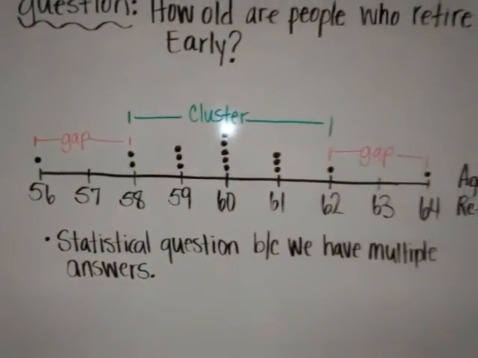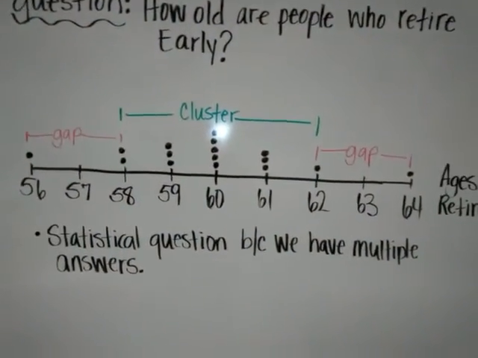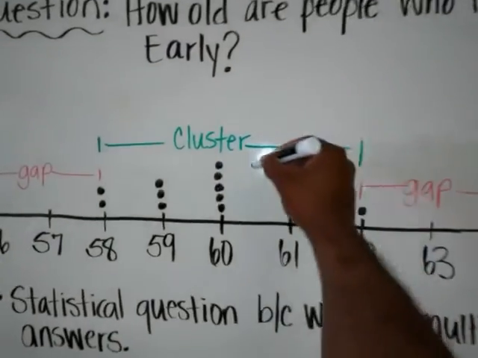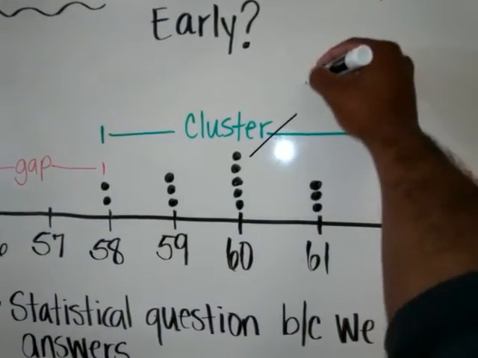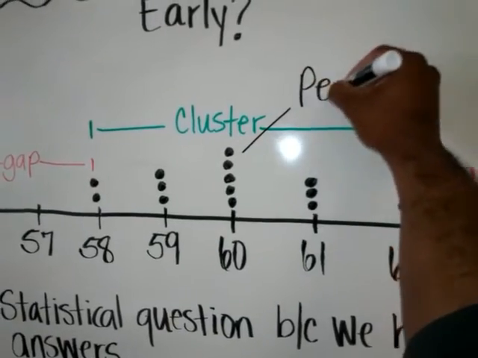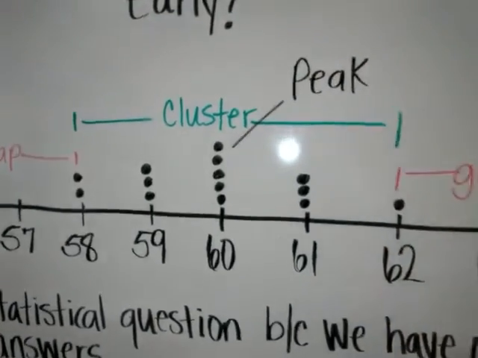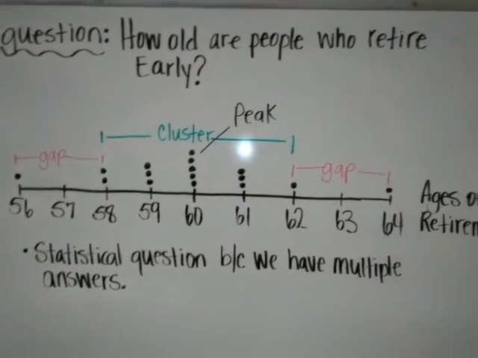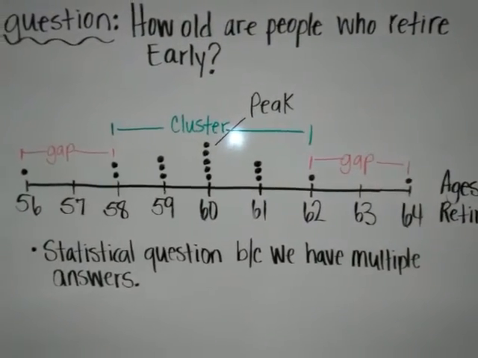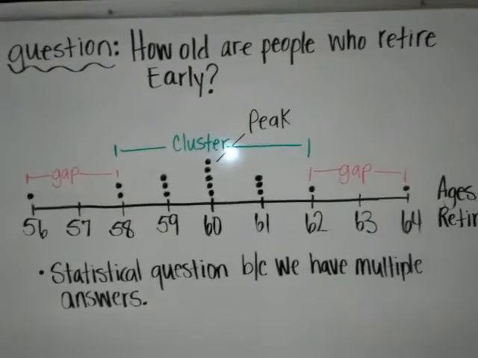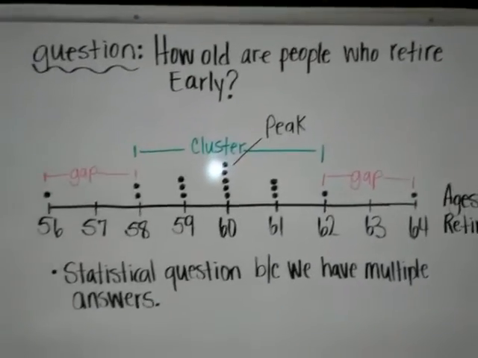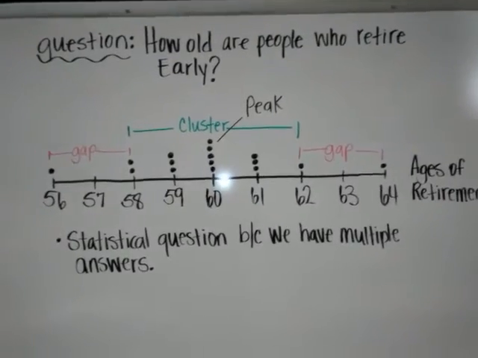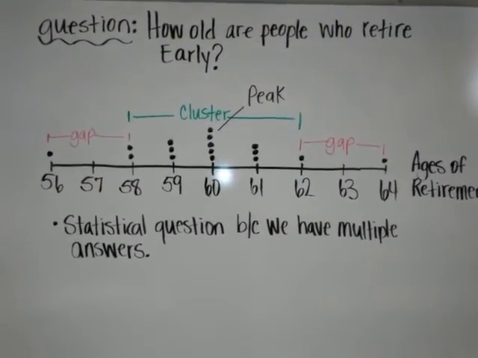The last thing we need to identify is, are there any peaks within this data? All right, there's one peak here, which is 60. This is where the data peaks, meaning this is where it's at its greatest, meaning frequency. It repeats itself the most. And now the last question, we have to answer that question at the top, that analytical question. How old are people who retire early?